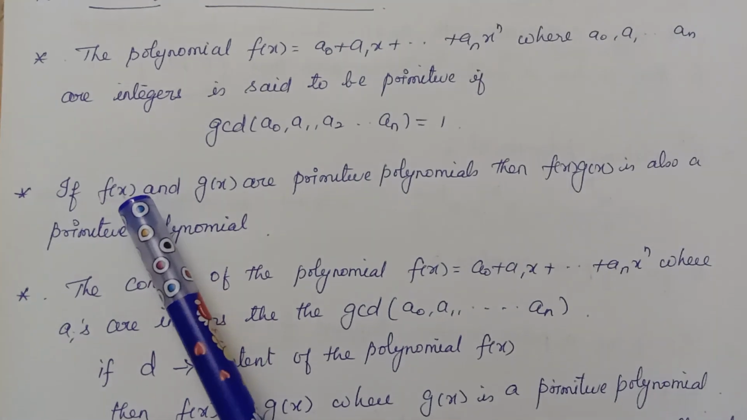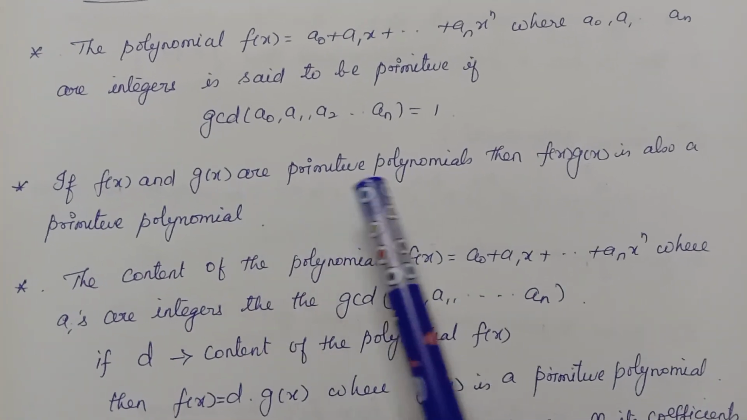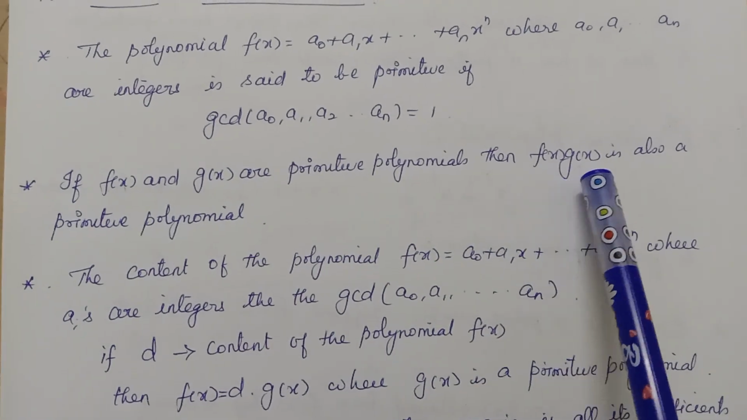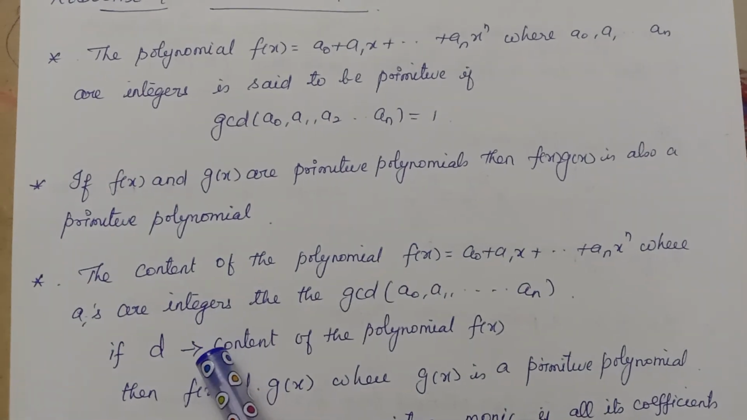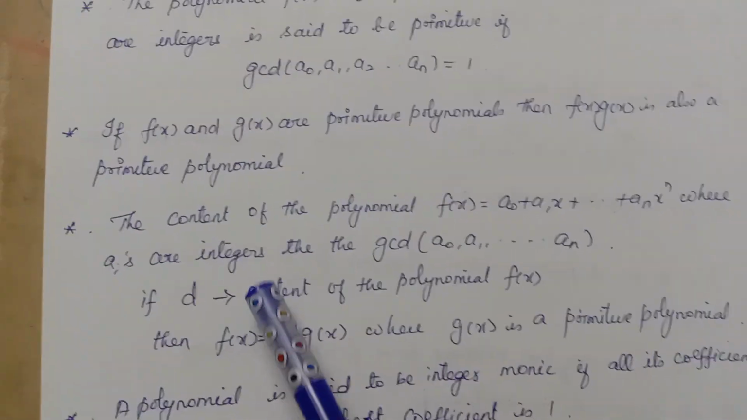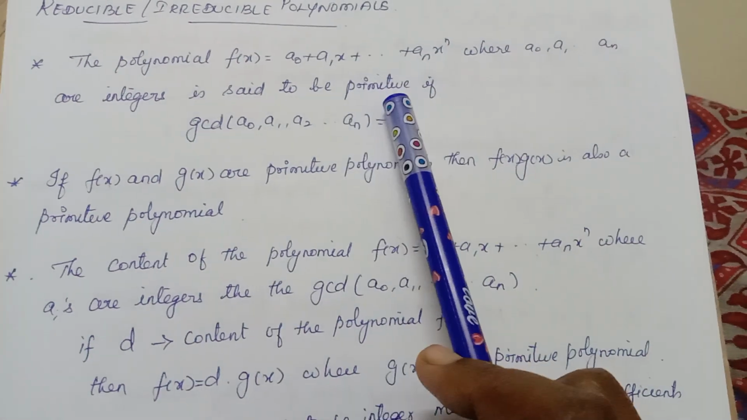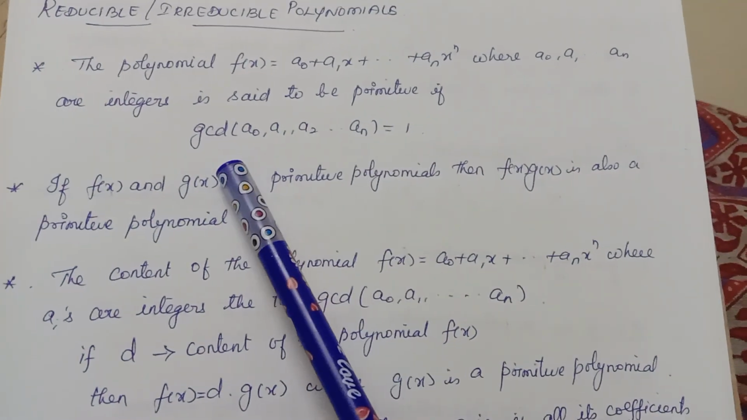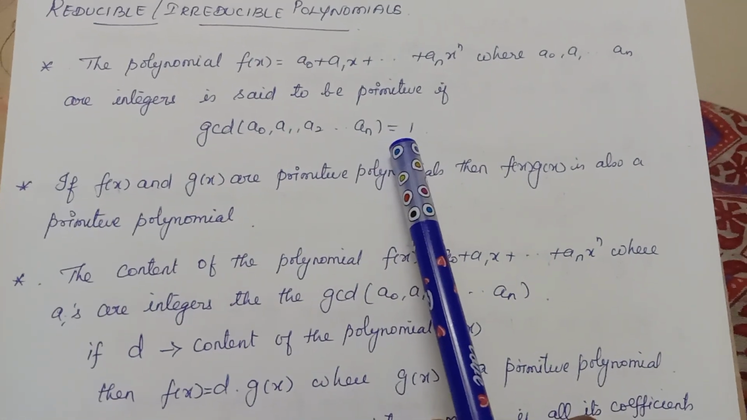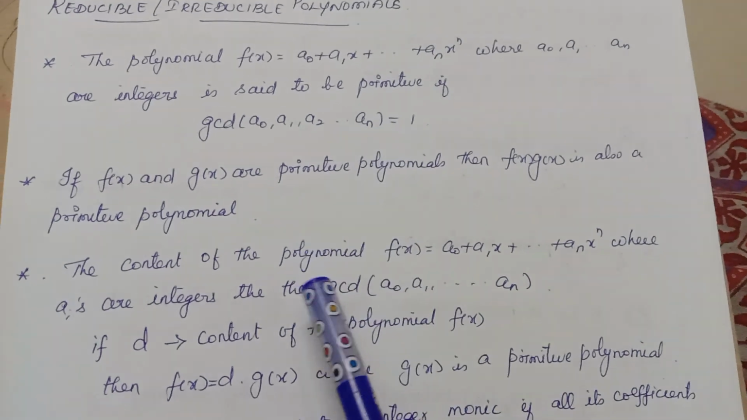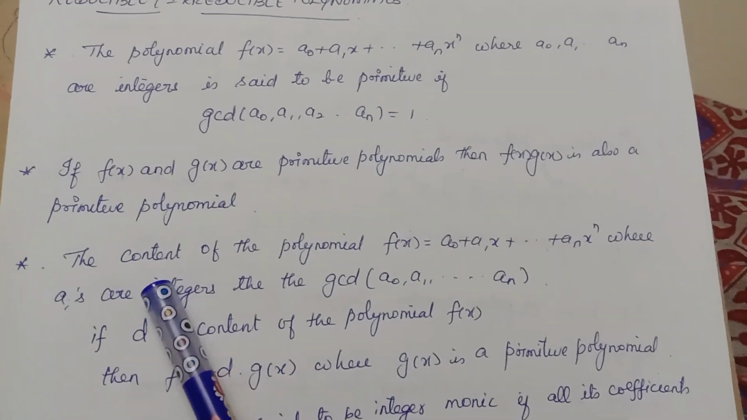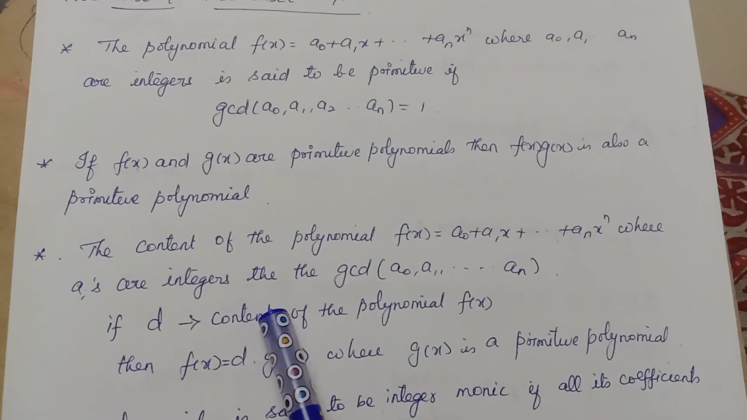If you take two primitive polynomials f of x and g of x, then their product f of x into g of x is also a primitive polynomial. Next, suppose my polynomial is not primitive, that means the GCD is not equal to 1, right? If so, then that GCD is called the content of the polynomial.